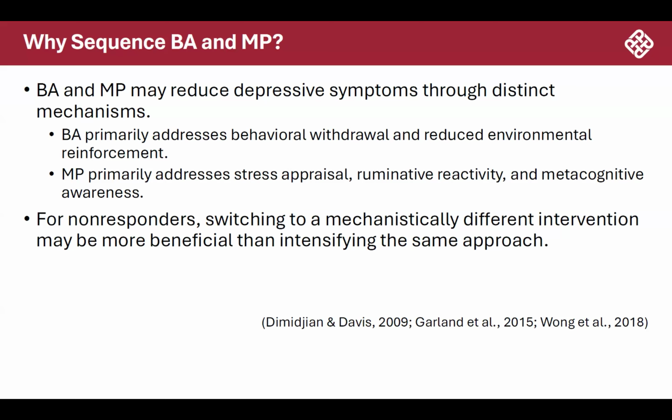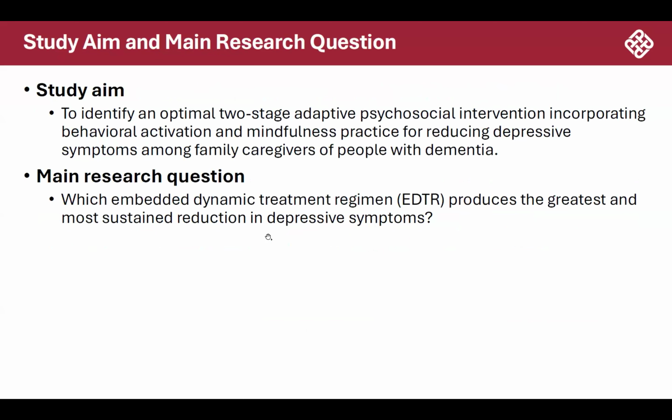So what can we do next if we find the family caregivers do not respond to the interventions, including behavioral activation and mindfulness practice? This is our major research question for this SMART design. In this SMART trial, we want to identify an optimal two-stage adaptive psychosocial intervention incorporating behavioral activation and mindfulness practice for reducing depressive symptoms among the family caregivers of people with dementia.